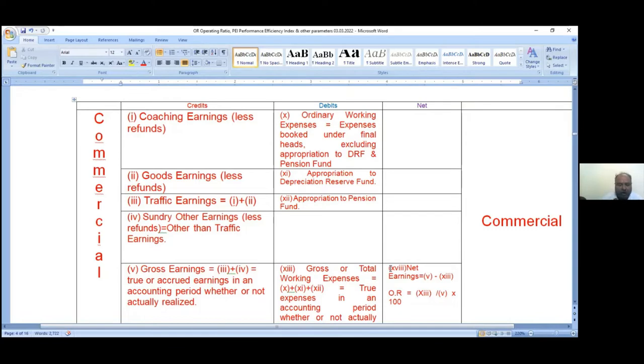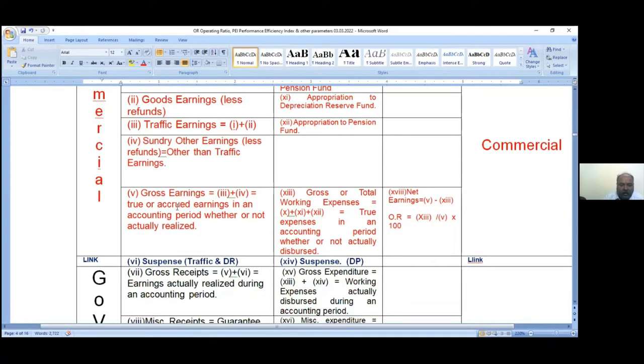If you club all of 1, 2, 4, it is called gross earnings. That means it is not actual earnings, it is accrued earnings from the commercial point of view. So here, whether realized in this year or next year, it is immaterial. Whatever earnings are accrued in the current year is called gross earnings.